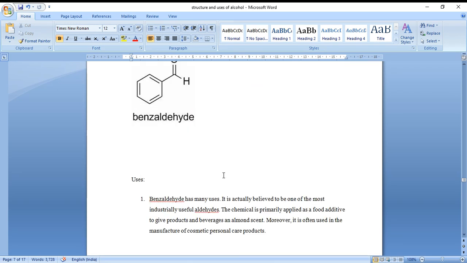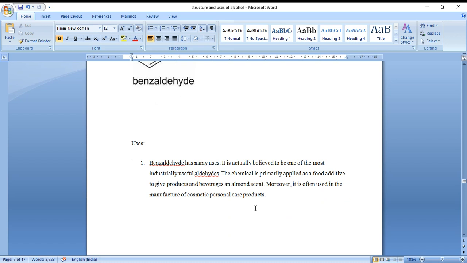Benzaldehyde has many uses. It is actually believed to be one of the industrially useful aldehydes. This chemical is primarily applied as a food additive to give products and beverages an almond scent. So in order to give an almond scent to food products and beverages, generally benzaldehyde is used as an additive.